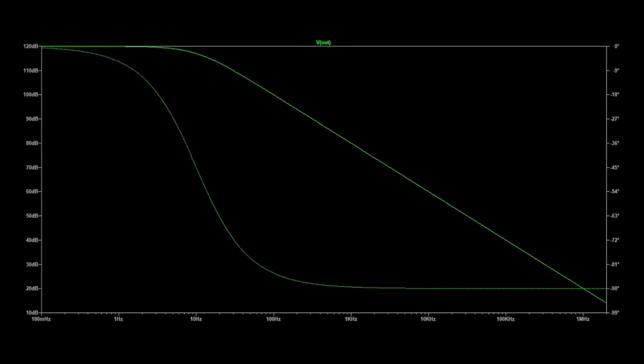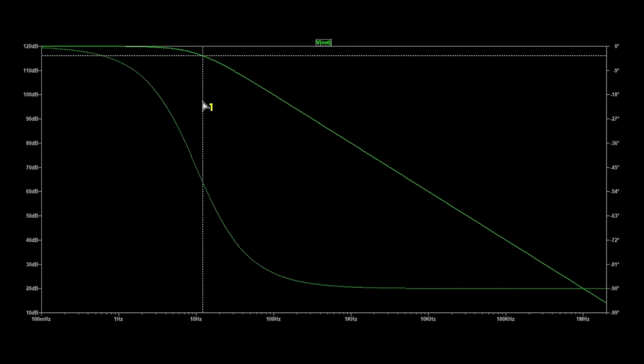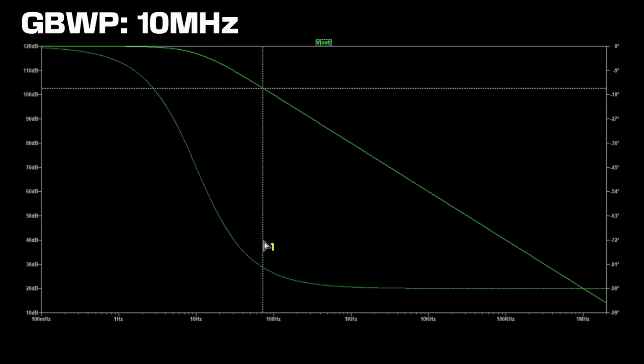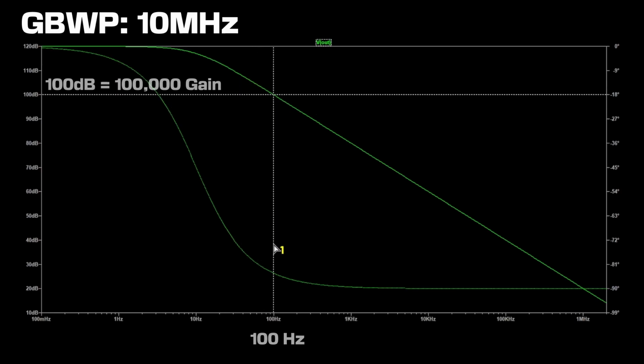Notice that the gain bandwidth product is consistent no matter where you're at on the Bode plot. If our gain bandwidth product is 10 MHz, then we should expect 1 million gain at 10 Hz. This means at 100 Hz, we should expect a gain of 100,000. This is because the gain bandwidth product continues to just be the frequency, in this case 100 Hz, times the gain at that frequency, in this case 100,000.